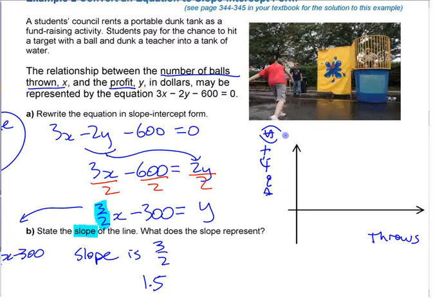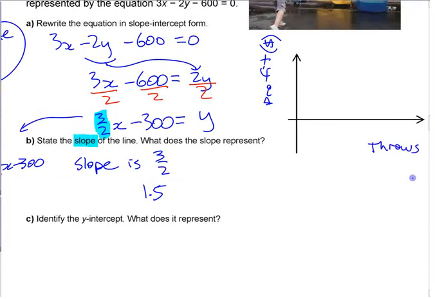What would the units on that slope be? If you have dollars and throws here, number of balls thrown, what are the units on this slope then? How do you find the units on the slope? If you know the two units here, remember the slope is rise over run. So it's just going to be the vertical divided by the horizontal. The slope of that is going to be dollars per throw, or dollars per ball thrown. We can just put dollars per throw here. All right, let's put ball thrown because that makes more sense.